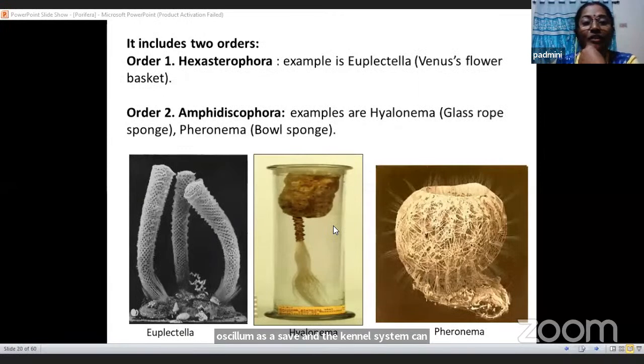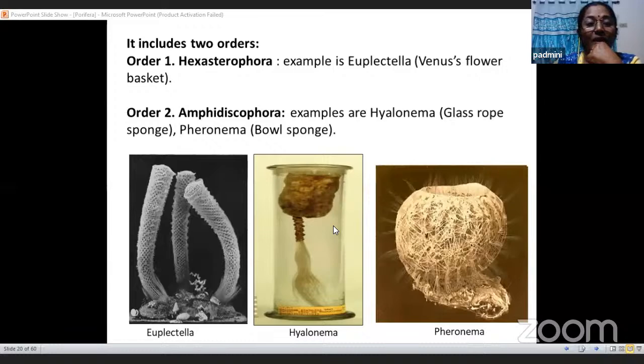So this also includes 2 different orders, Hexatrophora and Amphidiscophora. The example over here is Euplectella. This is very beautiful. We have this in our college. You can have a look at this Euplectella.